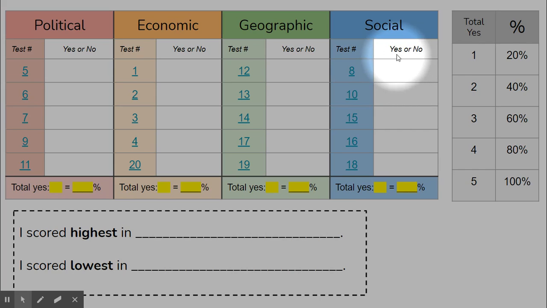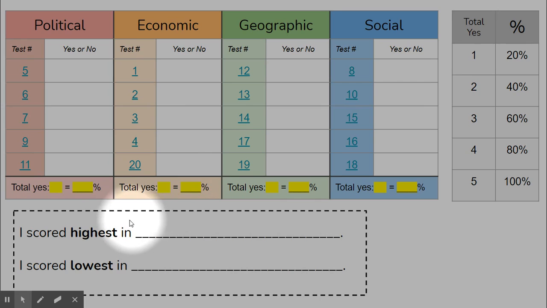So after you say your yeses or nos, what you will need to do is count the yeses and type in the answer right here. And then right here, you can see what was the percentage grade that you got for each category. So if you scored 1 yes and 4 no's, then your score would be 20% for this category. And let's say you scored 3 yeses in economics, then your percentage points will be 60%.